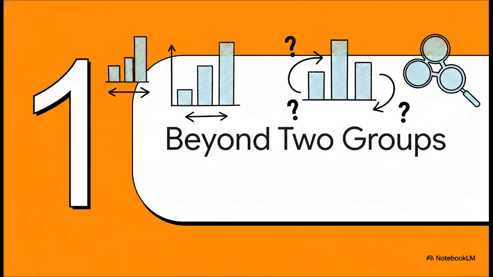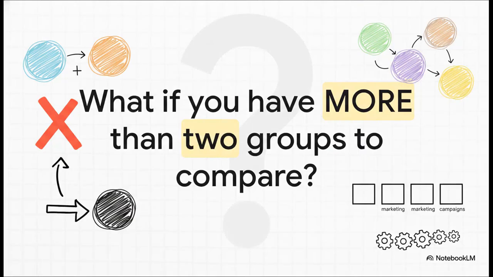In the world of data and stats, comparing the average of two different groups is a classic move. But what happens when things get more complicated? What happens when you need to look beyond just a simple pair? I mean, z-tests and t-tests are fantastic, don't get me wrong, but they're built for a very specific job, comparing one group to another, A versus B.